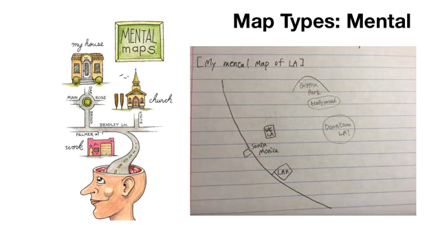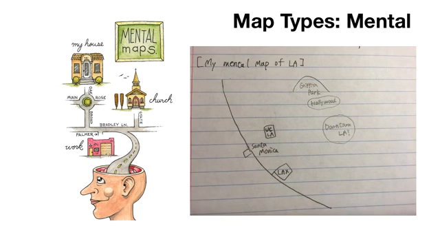This video provides a brief overview of map types. The most significant type of map that exists is the mental map. It is the most significant because it is one that everybody has, and despite its universality, it is also unique.